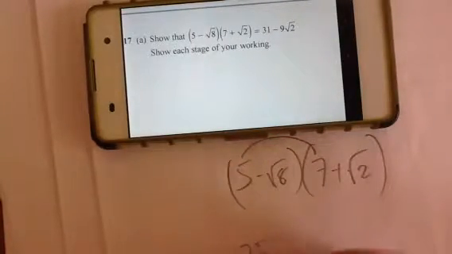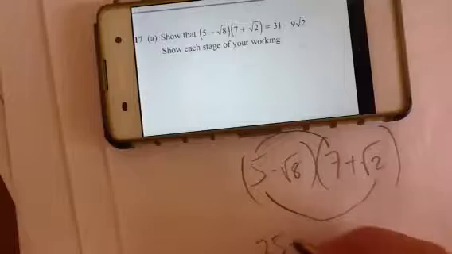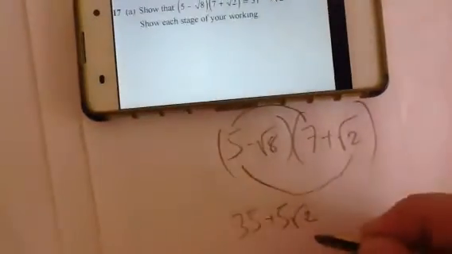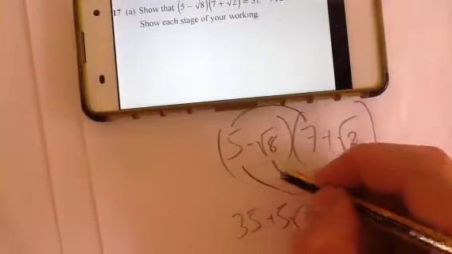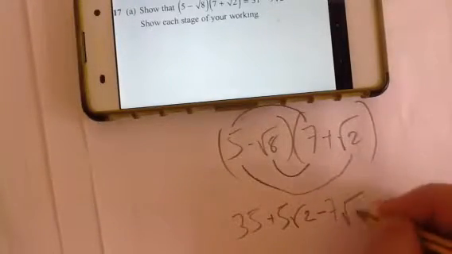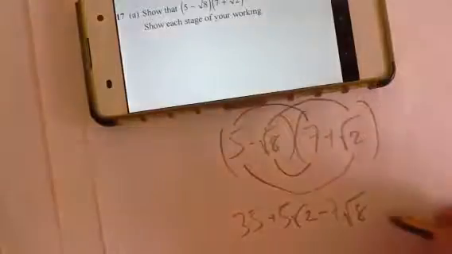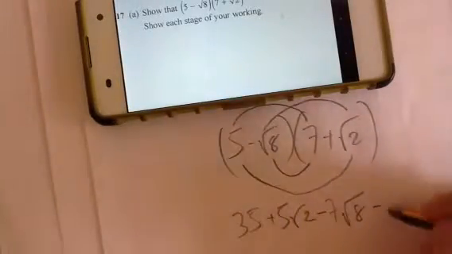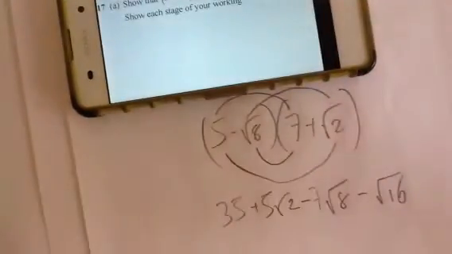5 times 7 is 35. 5 times square root 2 is 5 square root 2. Then we'll move on to my minus square root of 8. Minus square root of 8 times 7 is minus 7 square root of 8. Minus square root of 8 times 2 is minus the square root of 16.